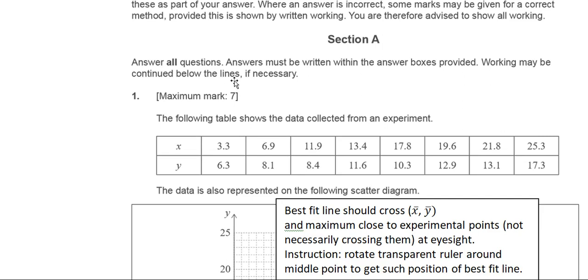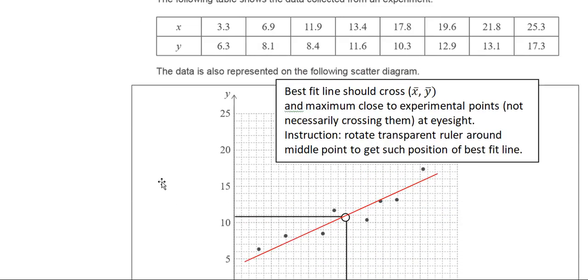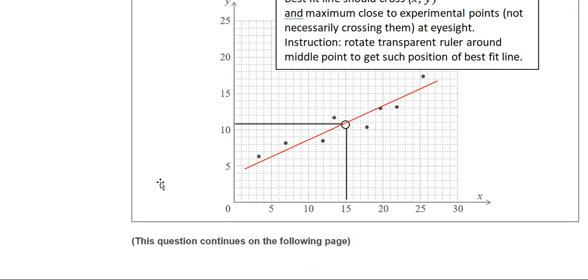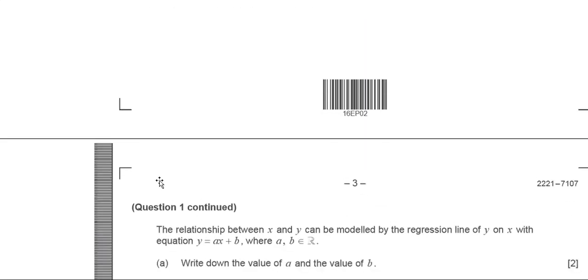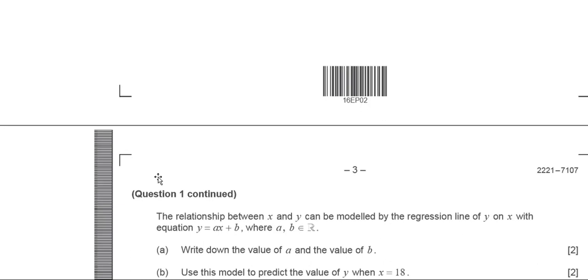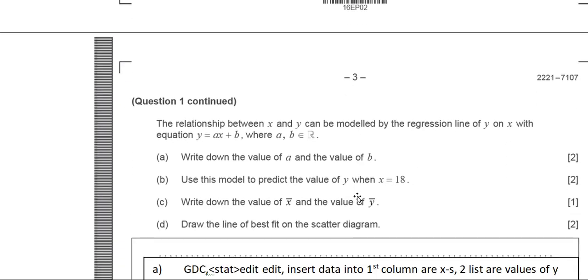Section A. The following table shows the data collected from an experiment, so we have x's and y's. The data is also represented on the following scatter diagram. The relationship between x and y can be modeled by a regression line of y on x with equation y equals ax plus b. Write down the value of a and the value of b.